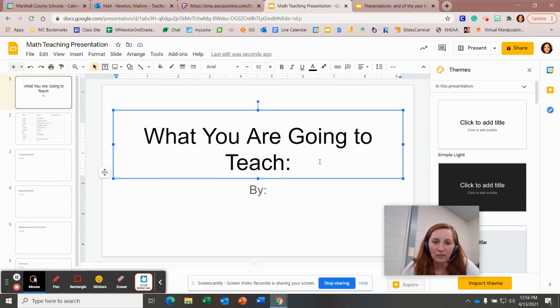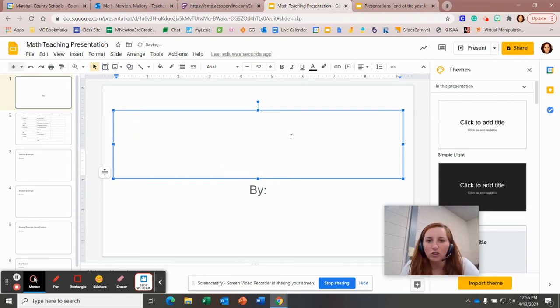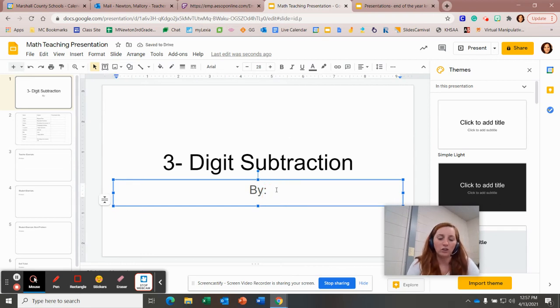Okay, so what you're going to teach, you're going to erase this. Say that you're going to teach 3-digit subtraction. You're going to write 3-digit subtraction. Okay, then where it says by, you're going to put your name, by Mallory Newton.